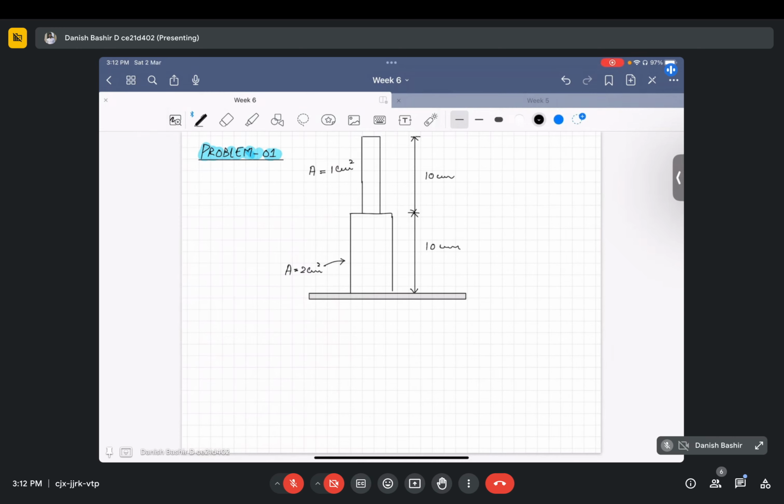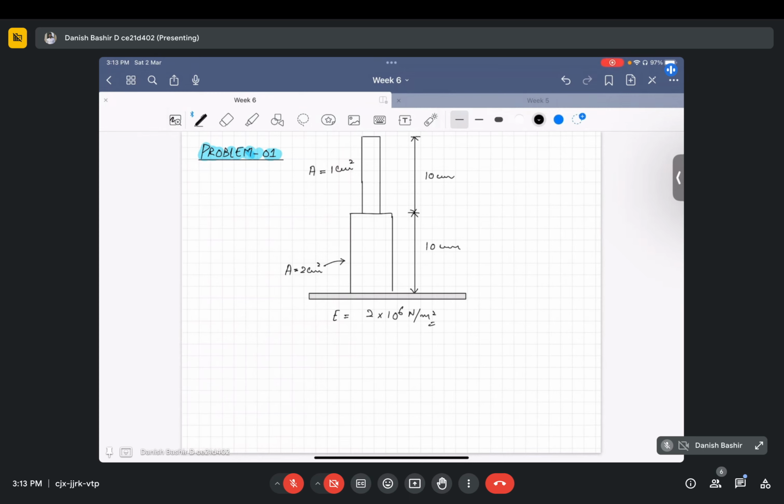What else is given in the question? Its Young's modulus E is also given to be equal to 2 into 10 to the power 6 kg per centimeter. I think this unit is wrong there. It should be Newton per meter square or something like that. Let's not go into detail of that.